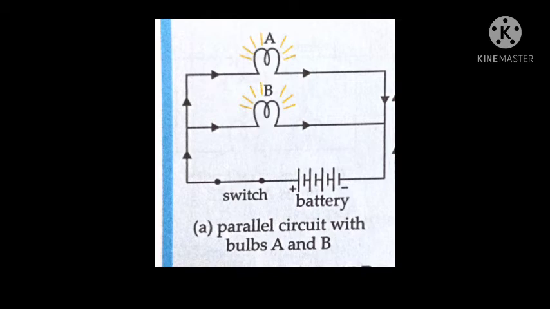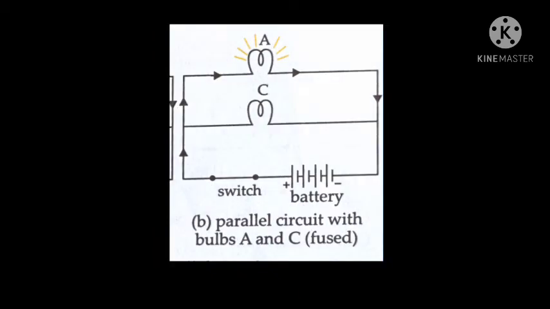Now what we do, we replace the B bulb by a fused C bulb. Then we will observe what will happen when we switch on. We will observe that bulb A will glow and bulb C will not glow because it is a fused bulb. So it means that in a parallel circuit, all the appliances work independently. If one appliance stops working, then it will not affect the other appliances present in that circuit.